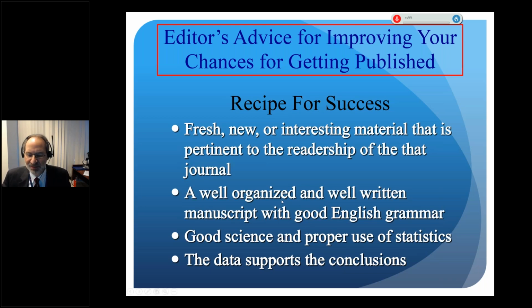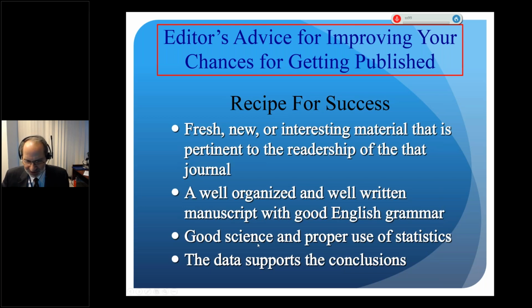The paper has to be well written. It has to be organized. And I understand we're an international organization. English is not the first language for many of our members, but the language of publication is English. And if the English grammar is poor, the paper will be sent back for more work, even if it means hiring a company to proofread the article and to put into better English.